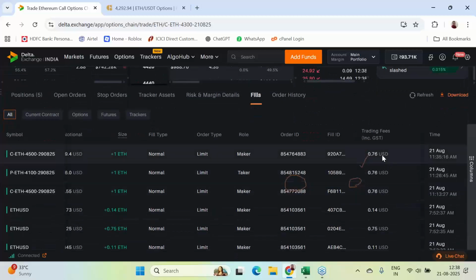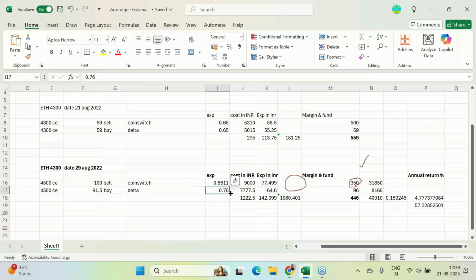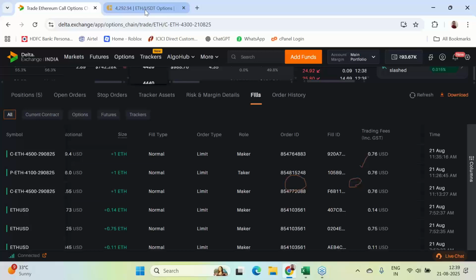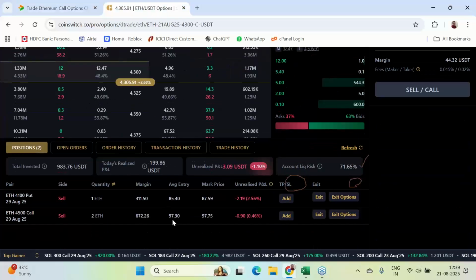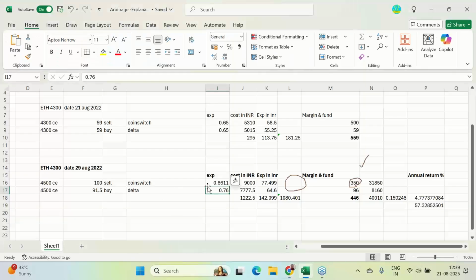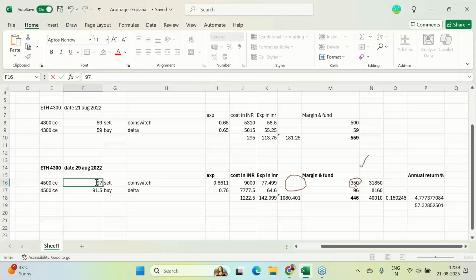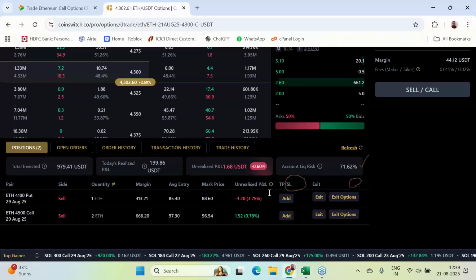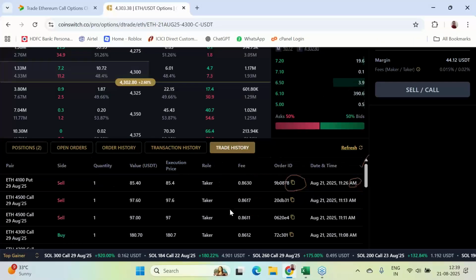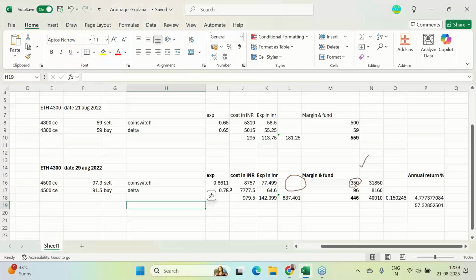It is taking me 0.76 as brokerage on the 91.5. And going back to the selling side, what I have sold at is 97.3. So let me see its expenses also. If I go to the trade history, I can see it here. So 0.8611 is my expenses including everything.